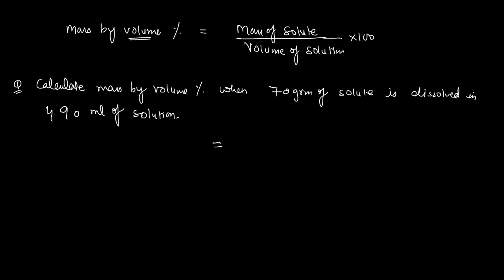Okay. So this one is simple, that you need to give it 70 upon 490 into 100. So when you cut it, don't cut the zero. Cut the other. This zero can be cut by this one. Then you cut it. You will get here 10, and then you can get here the 7. So 100 upon 7.